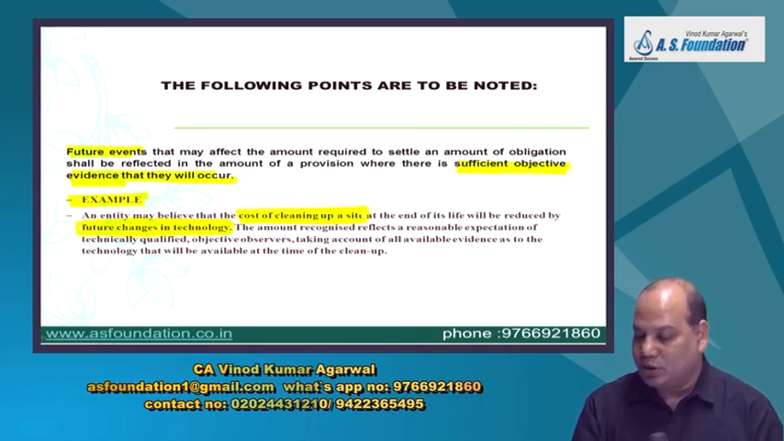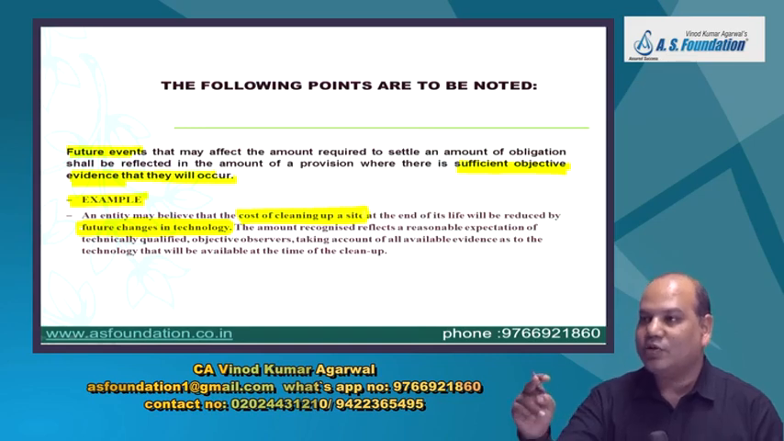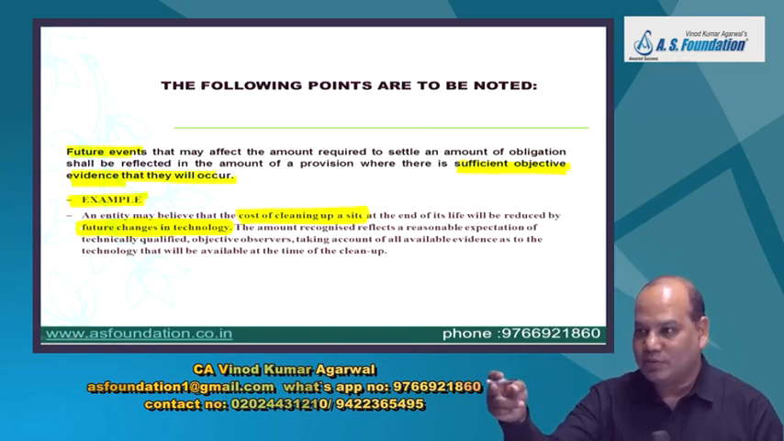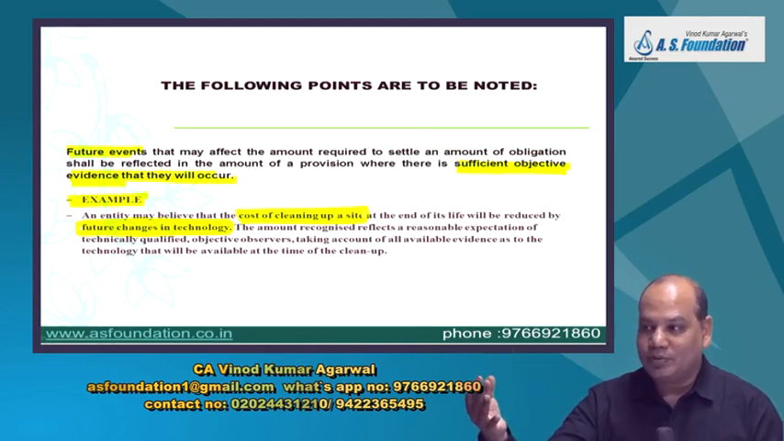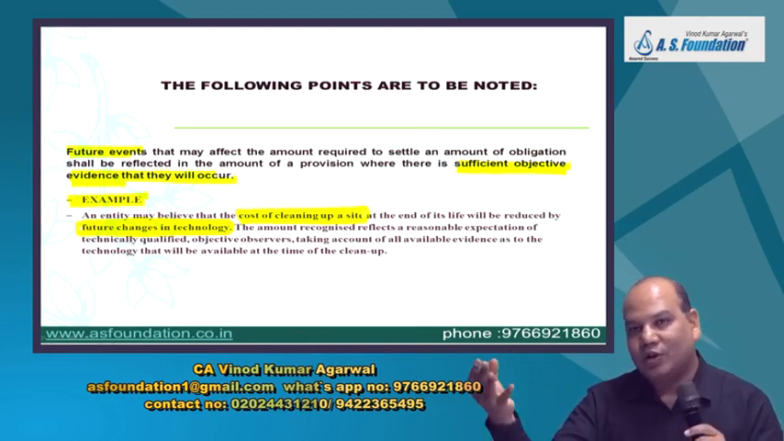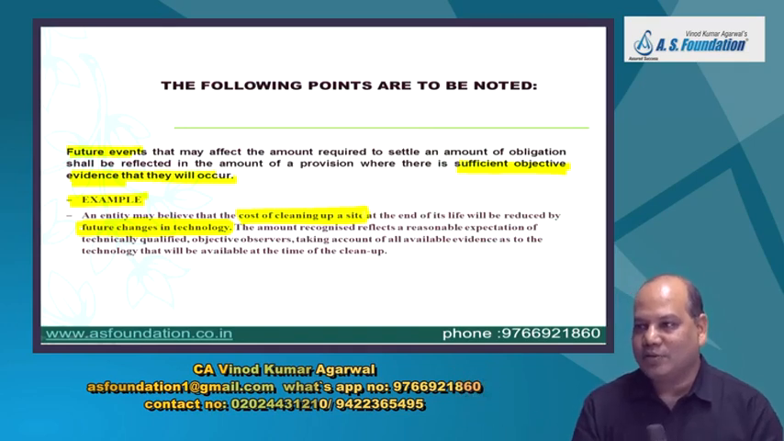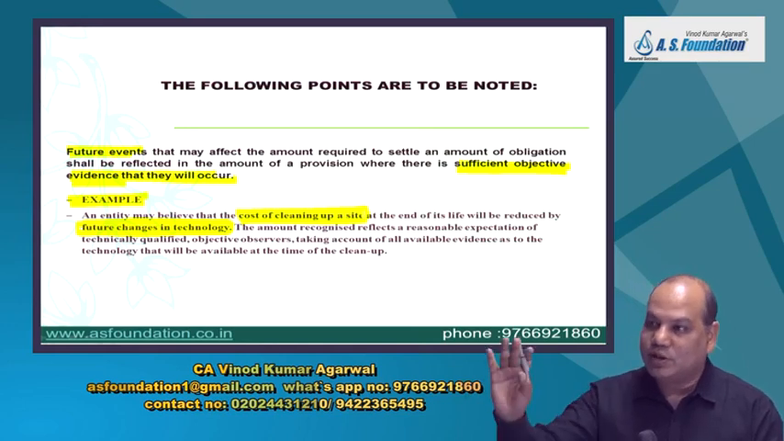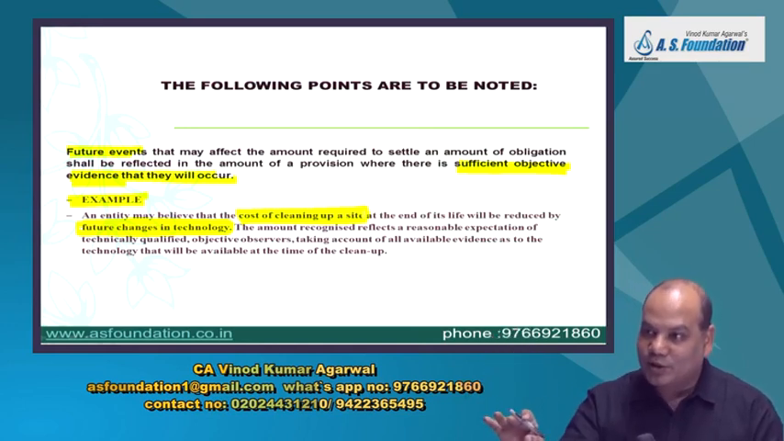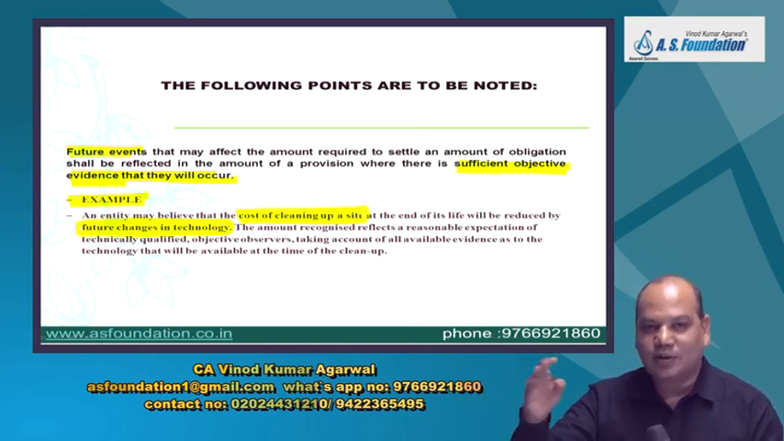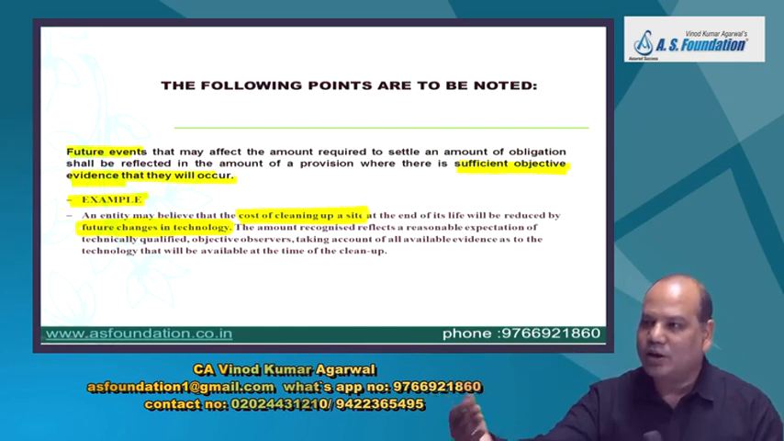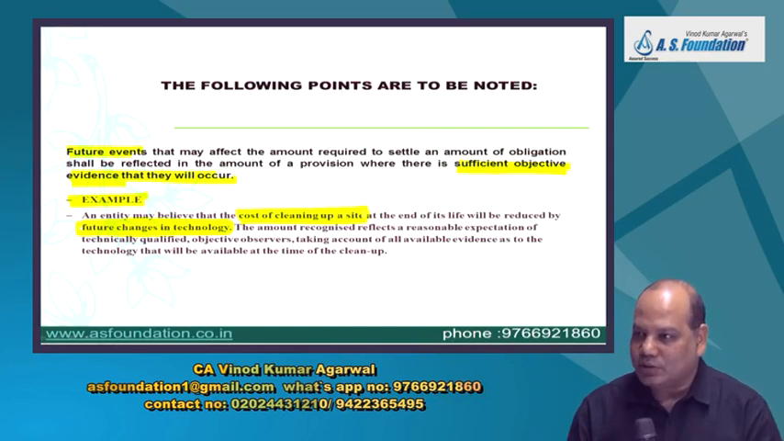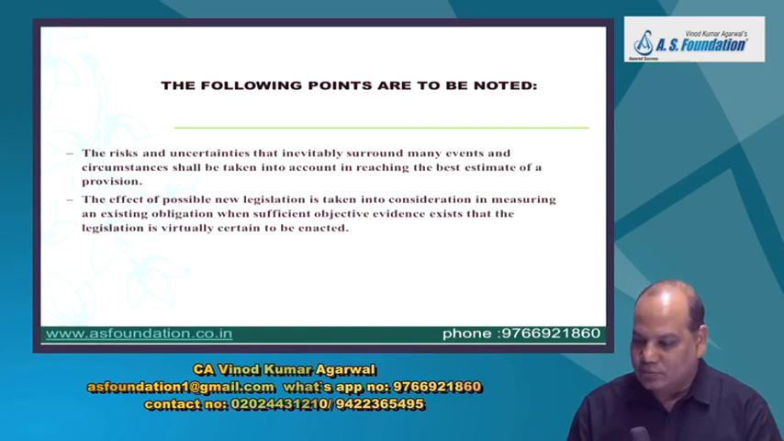That means the company cannot say, see, 10 years down the line I have to clean up the site. We expect after 10 years, there will be a technology which will reduce our cost by 50%. So what will you do as an auditor? Okay, we will check that at that time. Right now, whichever technology are available, choose the alternative you are going to use and make a realistic assumption about it. So that is future event.